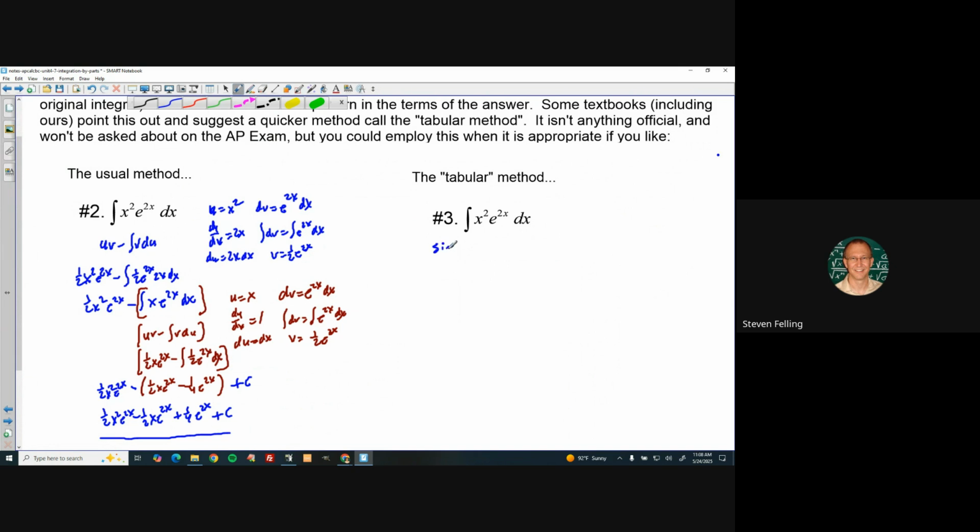First, I'm going to put a column that I call sign, and then a column called u and a column called dv. This is going to start with a plus, and then I load my u and my dv the same way you would here. So I'm just going to write that this is x squared, and for the dv, I'm just putting e to the 2x. I'll just omit the dx because we're not showing the steps formally.